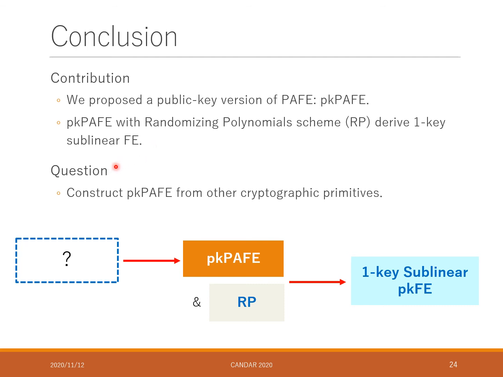Okay, so finally, there is an important question. We show that PKPFE with RP implies a single key sublinear FE. However, constructing PKPFE from other cryptographic primitives is not known. So finding some cryptographic primitives that imply PKPFE is an important open question.